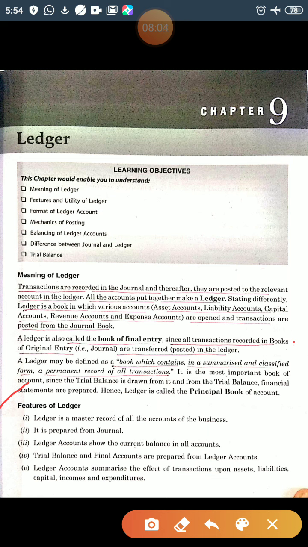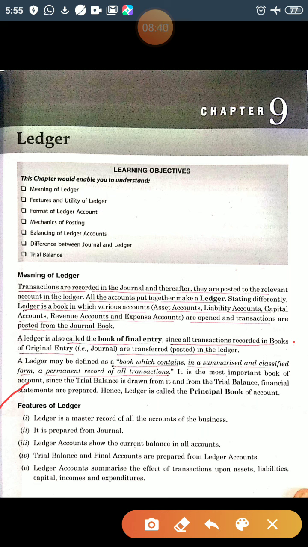So ledger is a master record of all the accounts of the business. It tells you about each and every account balance, and each and every transaction that takes place on a particular account. Another feature is that it is prepared from the journal. It is very clear. It is prepared on the basis of the journal. Whatever journal entry we have made, on the basis of that entry we post them into the ledger. So it's very clear to you.